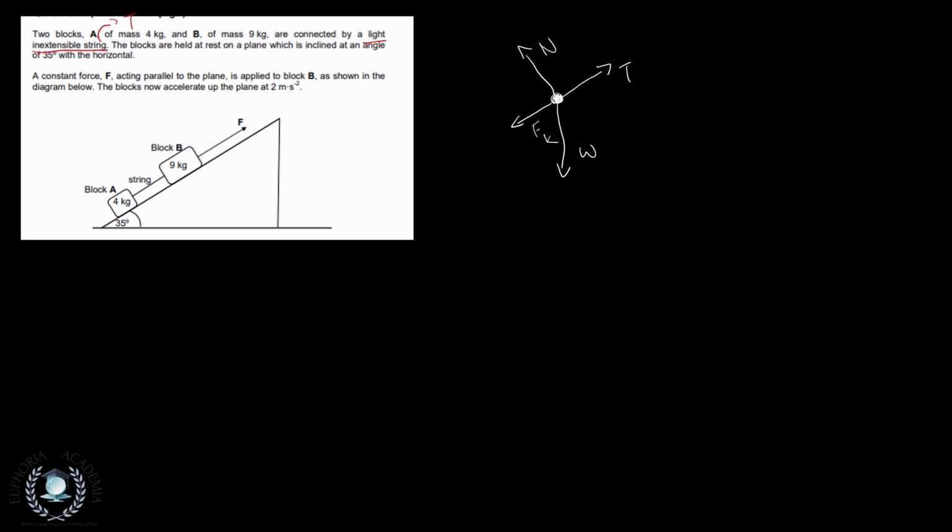All right, so that means we're going to have a component of gravity in the parallel direction that will contribute to the difficulty of moving block A upwards. And just like that, that's our free body diagram.